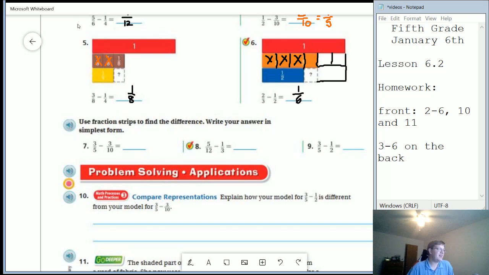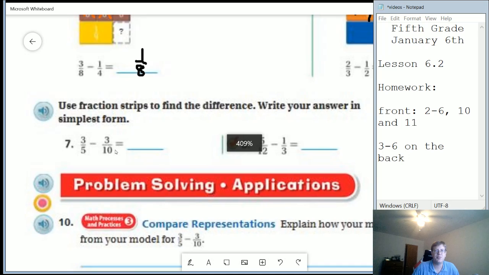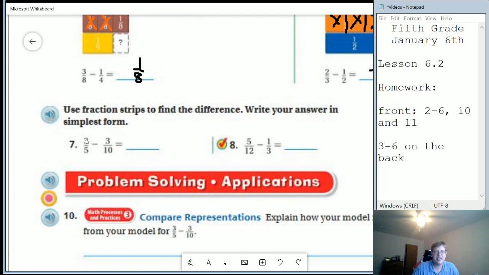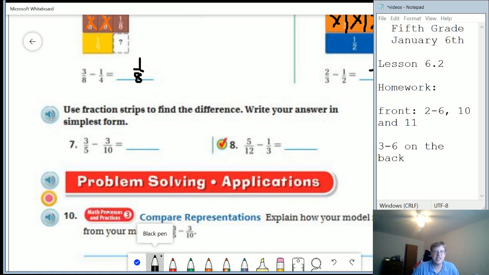So number 7, we can go ahead and start by changing this to be parts out of 10. So think about what number we would need to multiply 5 by to get to 10, and then we need to rewrite this fraction. So go ahead and do that real quick. Pause the video if you need to take some time to think about that.